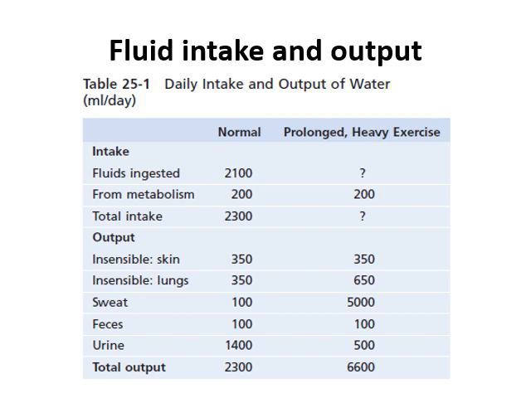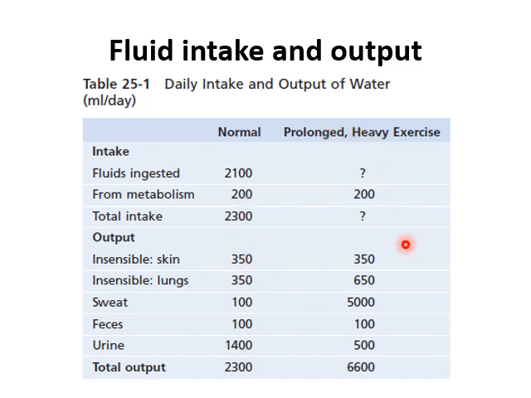So normally, in normal situation, we require about 2 liters of water, and about 200 ml of water is generated from metabolism. So total body water requirement per day is 2300 ml, whereas output, which counters the input, the total urine output per day is 1.5 liters. Along with that, we lose some 100 ml in sweating, 100 ml in feces, and insensible loss through lungs, that is expiration, and through skin. So these are the losses.